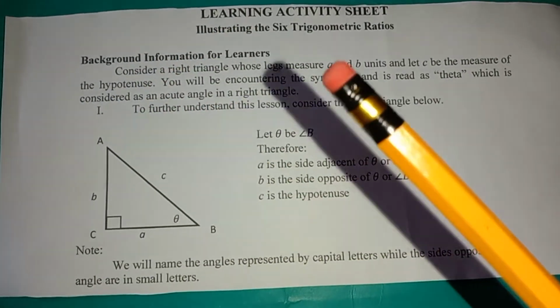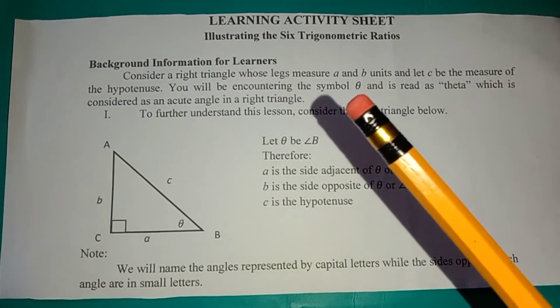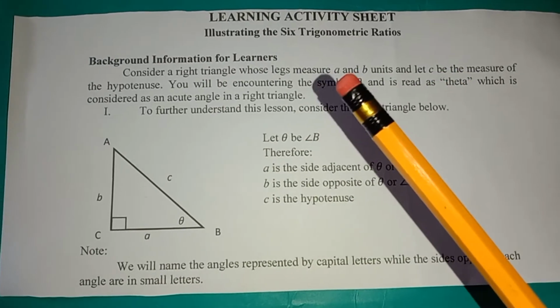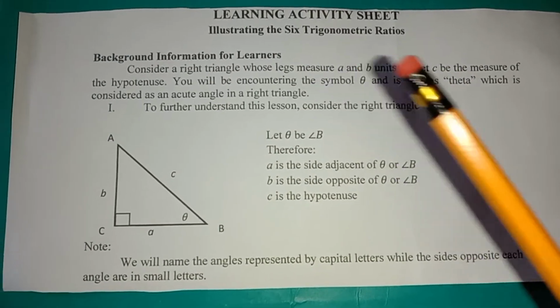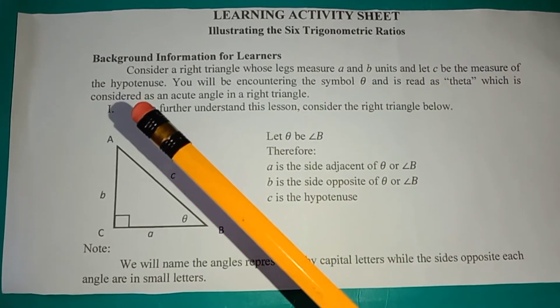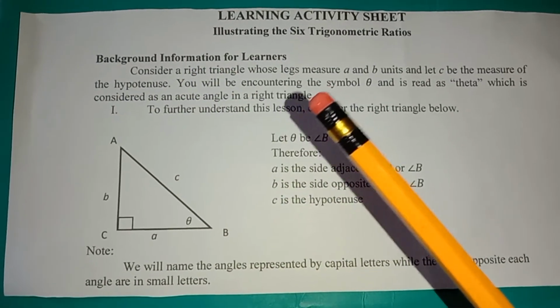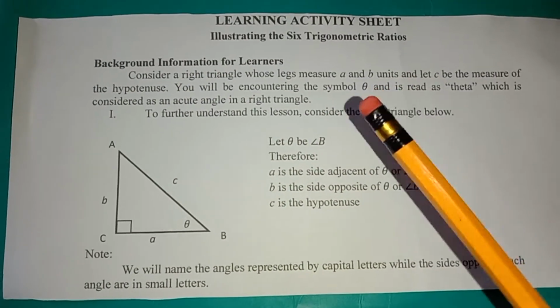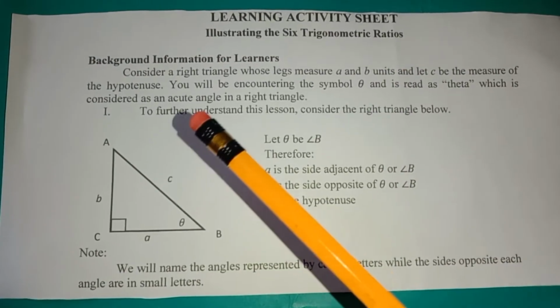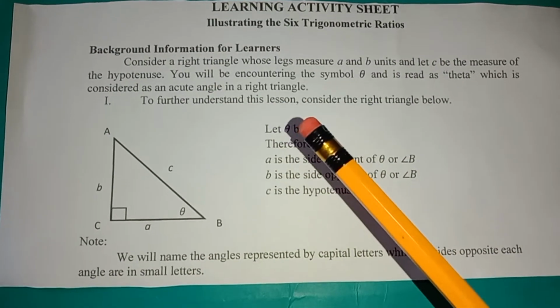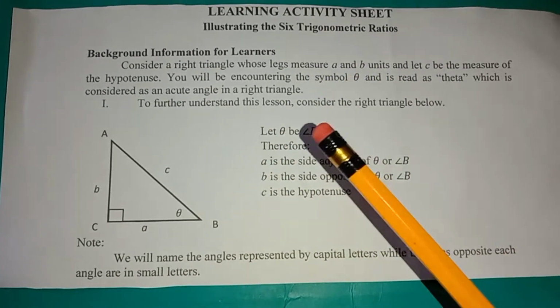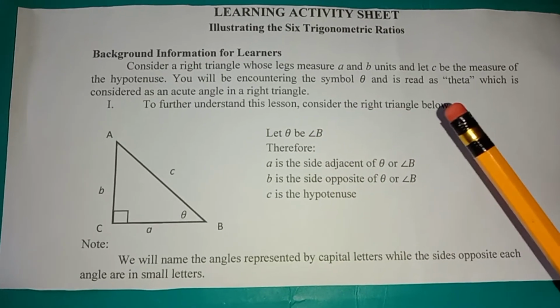You will be encountering the symbol theta. Okay, so ang basa niya is this one. Ang basa niya is theta, which is considered as an acute angle in a right triangle, and also it serves as the reference angle. To further understand this lesson, consider the right triangle below.